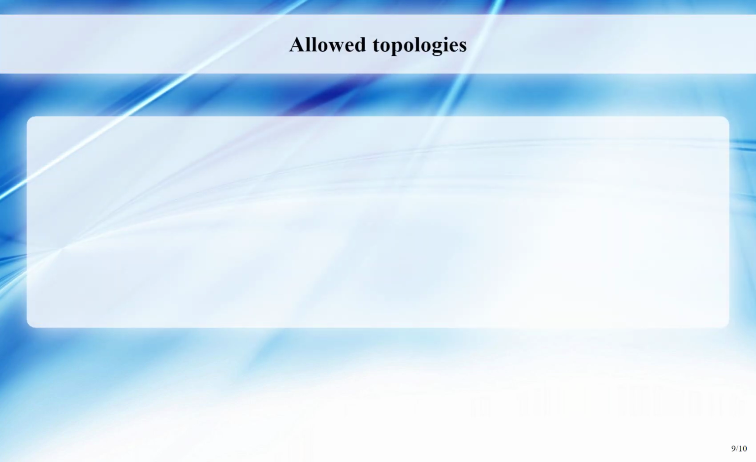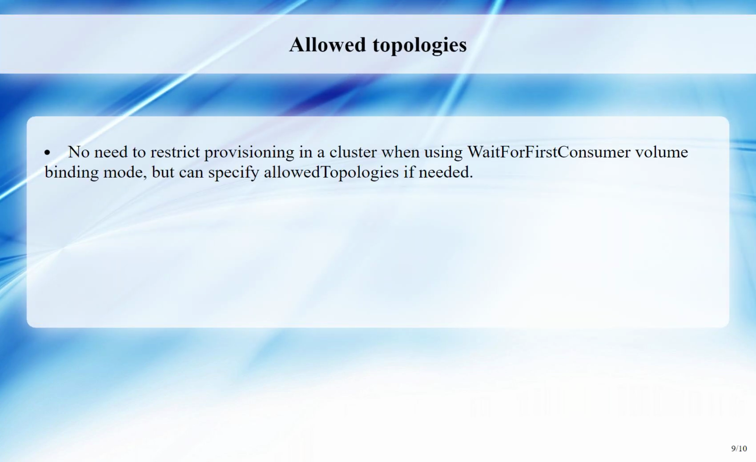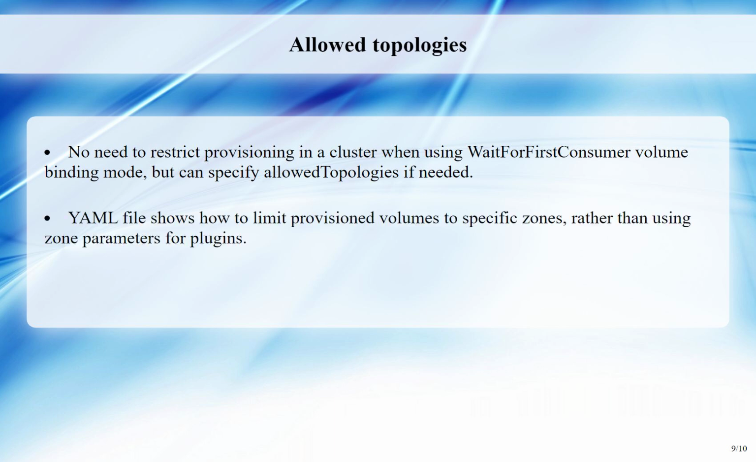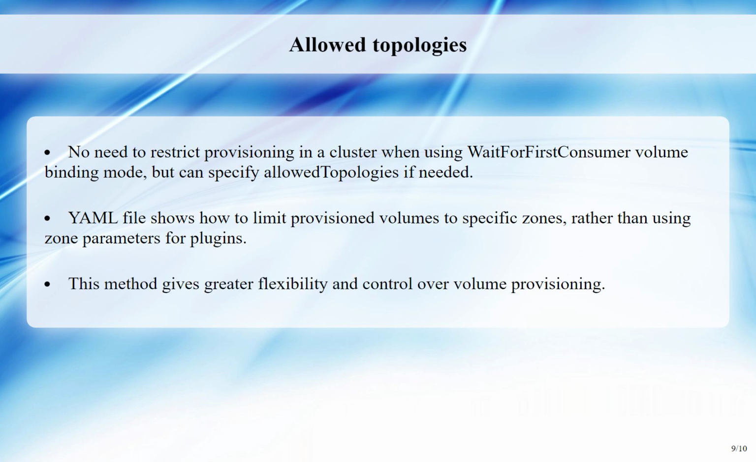Allowed topologies. When using the WaitForFirstConsumer volume binding mode in a cluster, there is typically no need to restrict provisioning to specific topologies. However, if necessary, allowed topologies can be specified. An example is provided in a YAML file, which demonstrates how to limit the topology of provisioned volumes to specific zones. This should be used instead of using the zone and zones parameters for supported plugins. This method provides more flexibility and control over volume provisioning in the cluster.